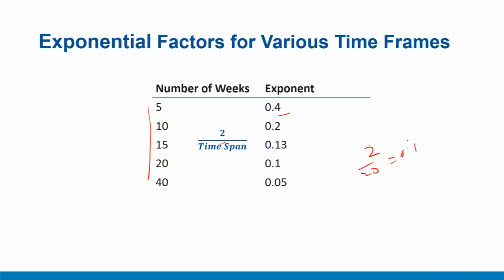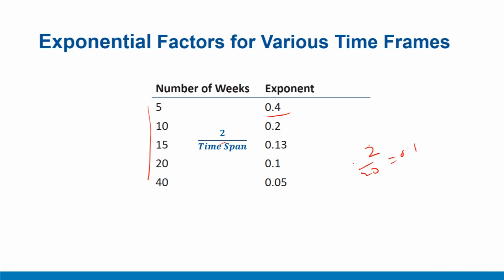Exponents for time periods other than those shown in the table can be easily calculated by dividing with 2. For example, 5-week average will need to be twice as sensitive as compared to a 10-week average. Thus, dividing 2 by 5 will give us 0.4. It gives an exponent of 0.4.